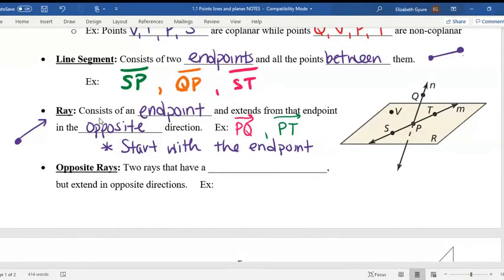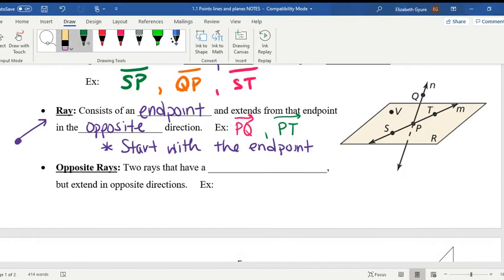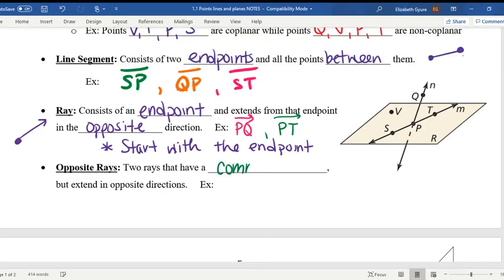And then our last one for this diagram is opposite rays. Opposite rays, it's exactly what it sounds like, rays that go in opposite directions. So for our actual definition, we're going to say two rays that have a common endpoint. That means you're going to have an endpoint, and you're going to have one ray that goes in one direction and one ray that goes in the exact opposite direction. So they start at the same place but go in opposite directions.